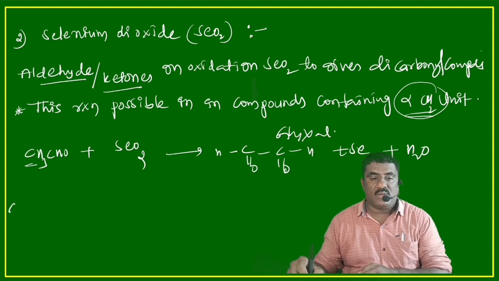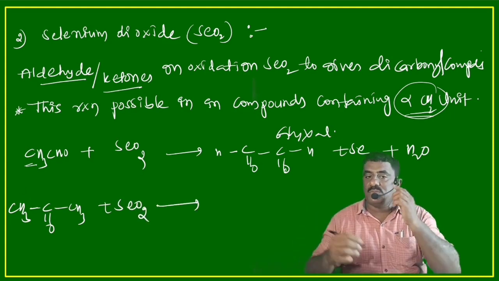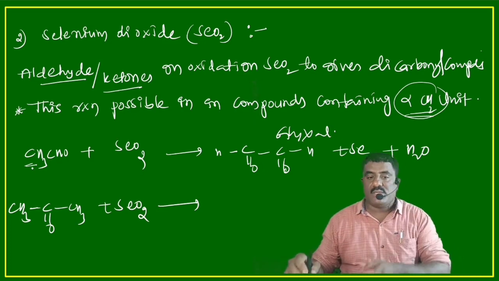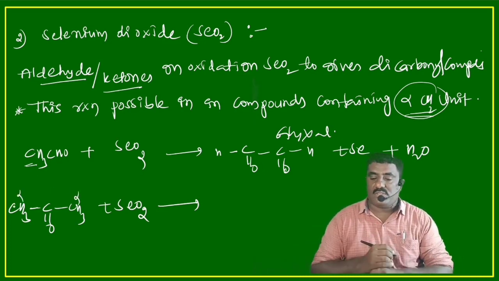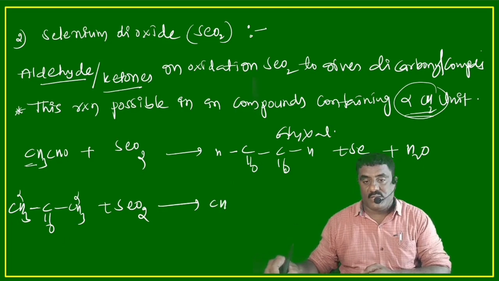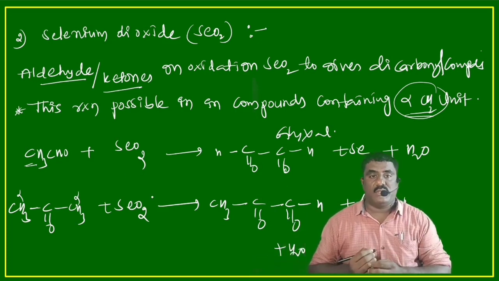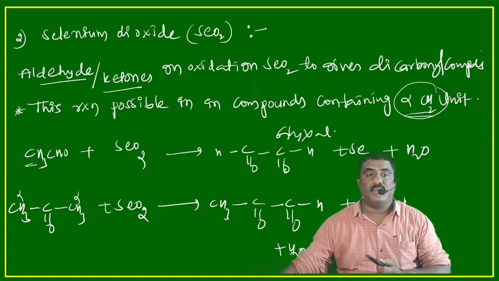I'm taking one more example: CH3COCH3 with selenium dioxide. Is it possible? Yes, it is possible, since alpha hydrogens are present. Two alphas are present. What is the product? CH3COCH3 oxidation gives CH3COCHO, plus selenium plus H2O. Yes, this is the product with selenium dioxide.